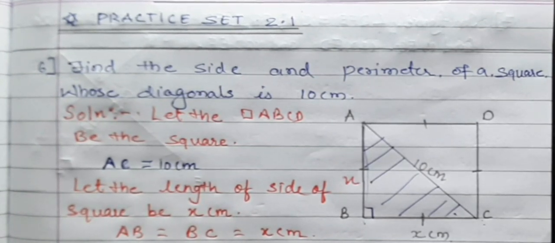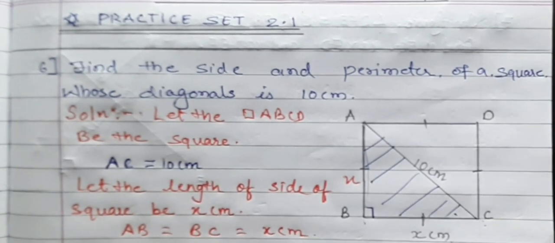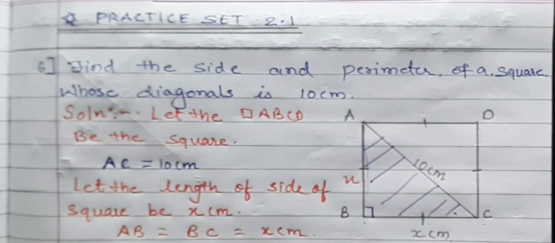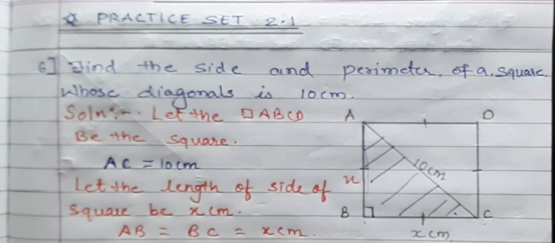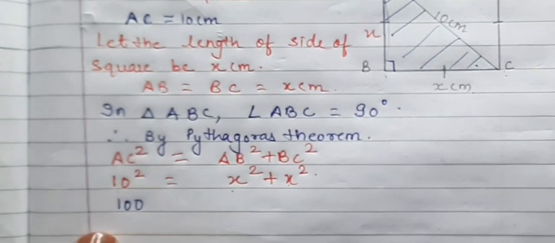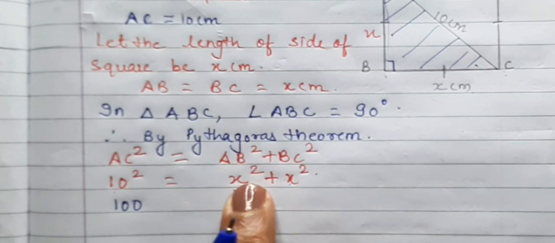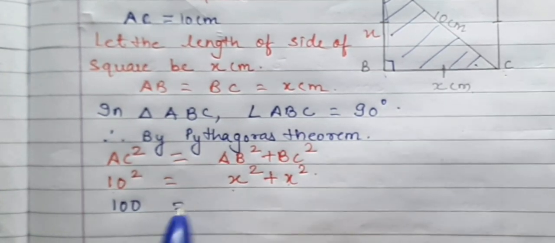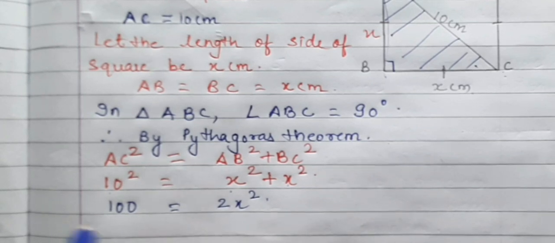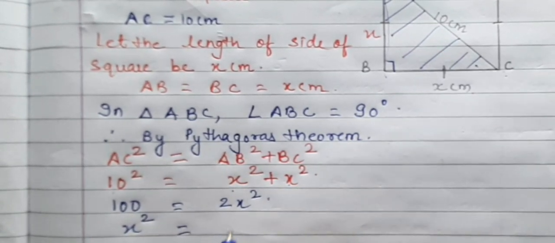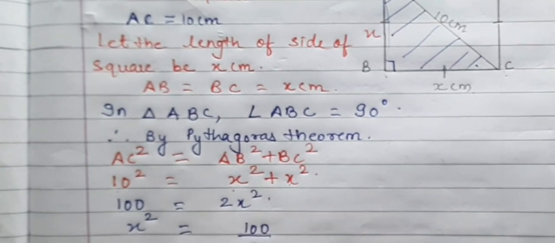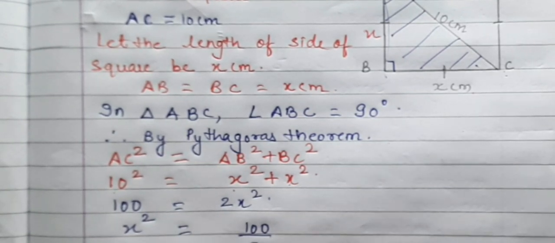Now substitute the values. When we substitute the values, it will be 10 square equal to X square plus X square. Okay. Now square of 10 is 100 and X square plus X square will be added, so it will be 2X square. Okay, now what will be X square then? X square will be equal to 100 upon 2. That is X square is equal to 50.